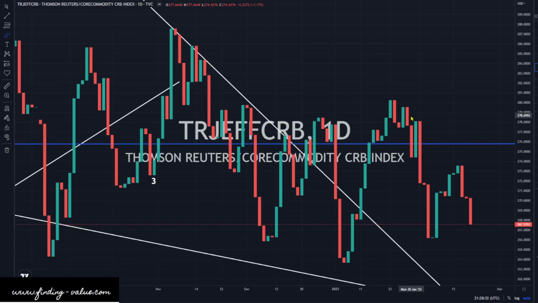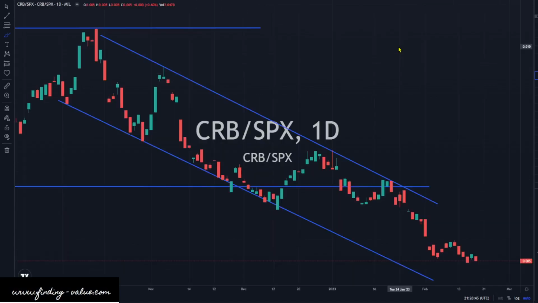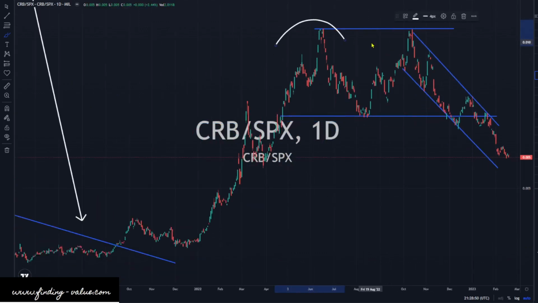This is the CRB index, down lower today. I know that we had some selling pressure over in oil. We're going to go over that as well. CRB to S&P 500. Commodities underperforming the S&P 500, down 1.14%. This is a double top in the short term.